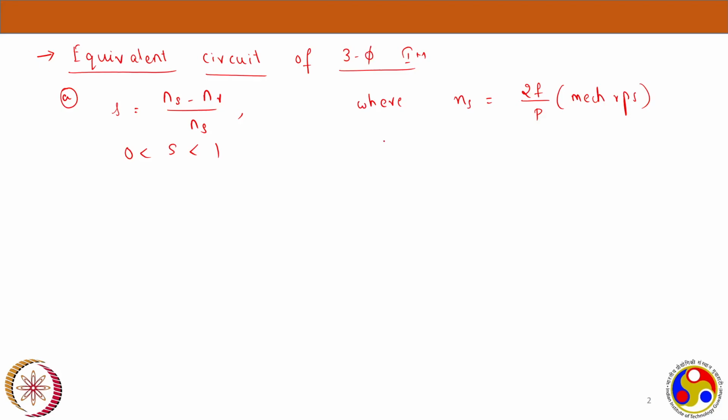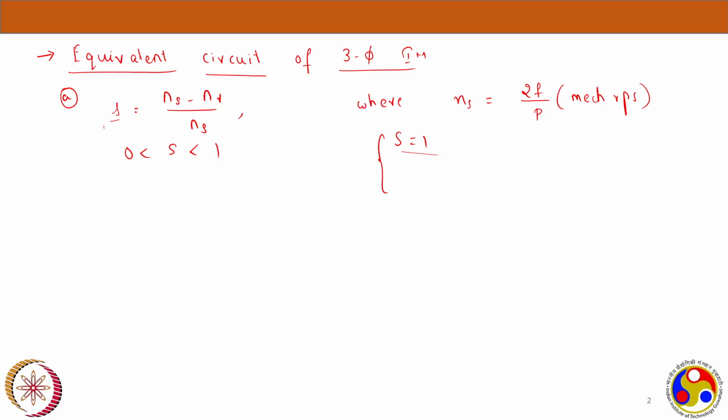Now see, S equals 1. When will this happen? Anyone have any idea? At what condition can you say S is equal to 1? Standstill, sir. Yeah, exactly. Standstill condition. It means that there is no movement in the rotor. If you lock the rotor from movement, there will be no rotor movement.